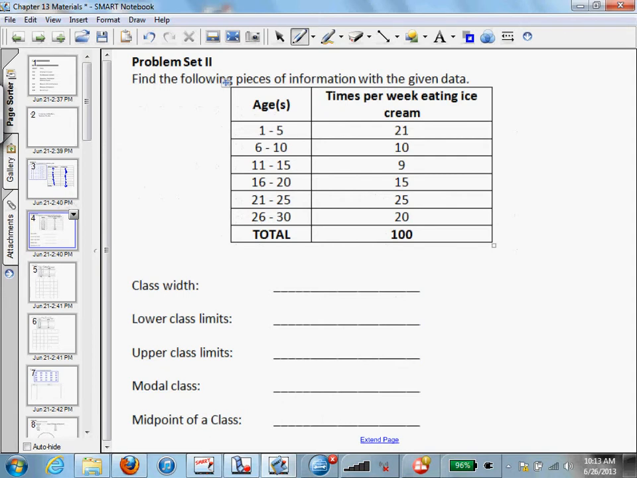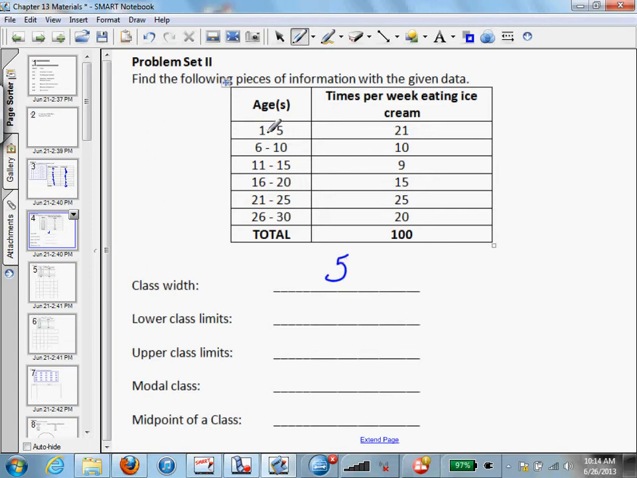Now, if we look at problem set 2, we're going to have to find the following pieces of information with the given data. We're given some ages and some times per week eating ice cream. So we have to find the class width, the lower class limits, upper class limits, modal class, and midpoint of a class. So the class width, just counting the numbers between each category, or the amount that happens in each range. So you say 1, 2, 3, 4, 5. So that means that there are 5 spacings in each category. So the class width is 5.